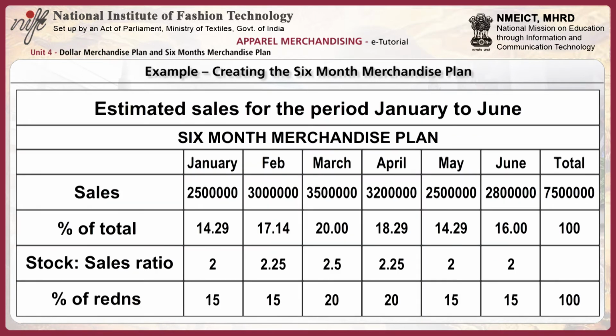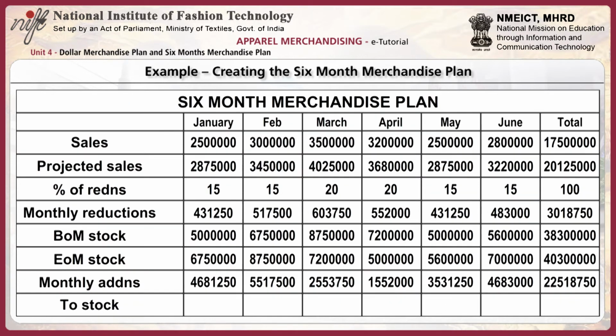Take a look at this table. It provides an estimated sales for the period January to June. This table gives an example of how to create a 6-month merchandise plan.